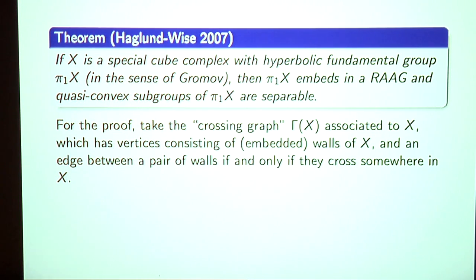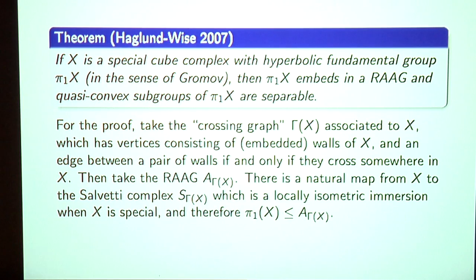That gives you a graph, and you take the associated right-angled Artin group and its Salvetti complex. What they prove is that there's a very nice localized symmetry from the special cube complex to the Salvetti complex of the right-angled Artin group associated to the crossing graph. You can show that it's a localized isometric immersion when X is special, and then if it's a local isometry, you get an injection of fundamental groups. So it's a local to global, geometric way of injecting one group into another group.